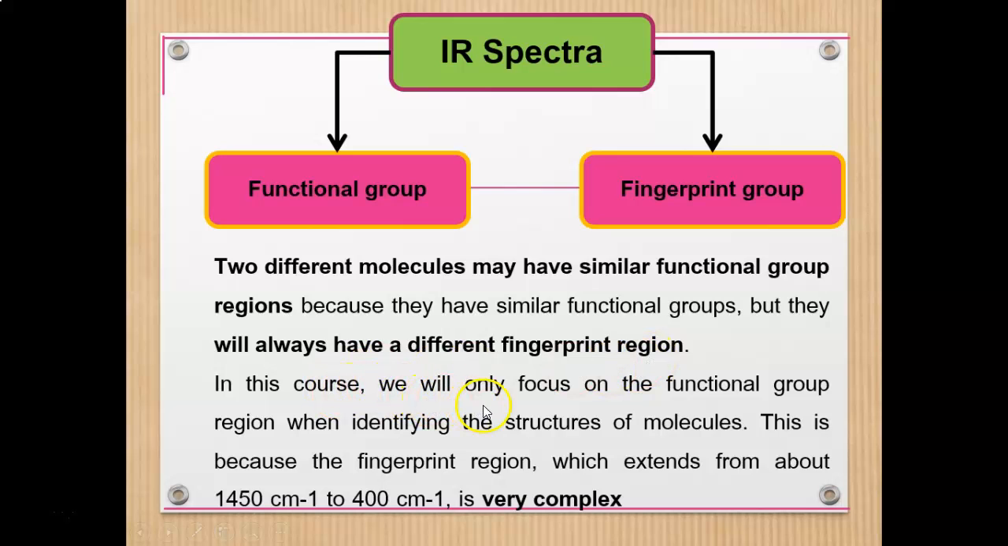So in this course, we will only focus on the functional group when identifying the structure of a molecule. This is because the fingerprint region, which extends from 1450 to 400, is very complex. For advanced identification, you can use this region for determining the functional group. But for our course, we only focus on the functional group region, not the fingerprint region.